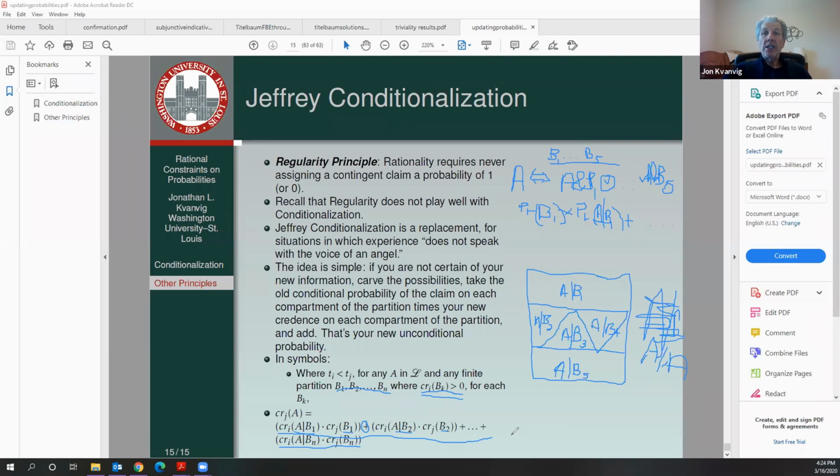Now there's one complication to that, and that's that the subscripts here are different. So the conditional attitude that you're using is the earlier conditional attitude, and the unconditional attitude is the later one. So we take your earlier conditional attitude times your later attitude about the size of B1 relative to the entire logical space, and we keep doing that for each of the members of the partition until we run out and exhaust the logical space in question. And that will be our new conditional attitude.